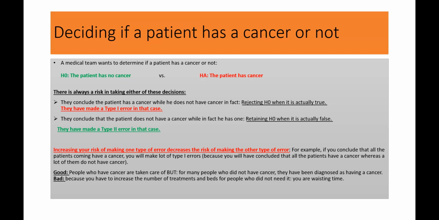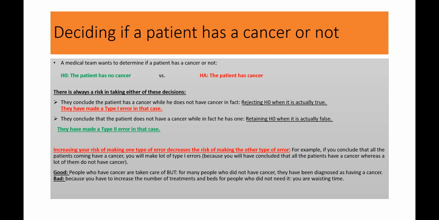So there's always a risk in taking either of these decisions, as I just said. So rejecting H0 when it's actually true, type 1 error. Retaining H0 when it's actually false, type 2 error. Increasing your risk of making one type of error, so let's say you are okay with the type 1 error, decreases the risk of making the other type of error.